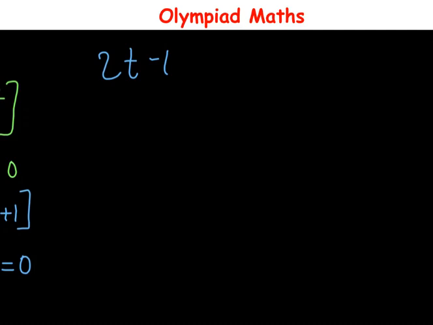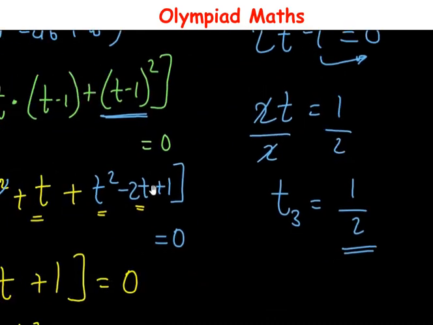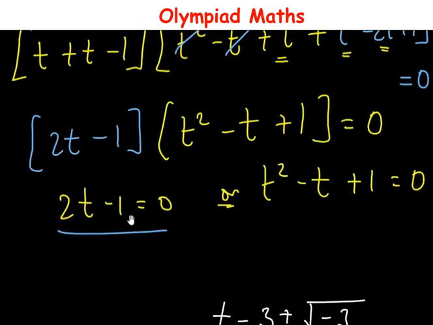From this equation right here, we have 2t minus 1 equals 0. Move minus 1 over to this side. 2t is then equal to 1. To then solve for t, divide both sides by 2. 2 divided by 2, the value of t is equal to 1 over 2. So with this, we've gotten the third solution for the value of t. The next one, from this other equation, we've solved this one.